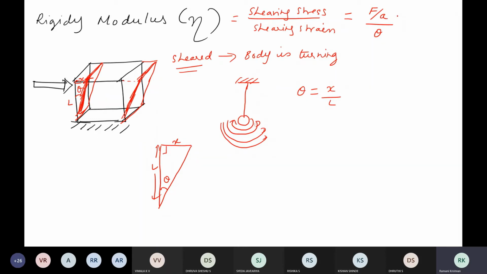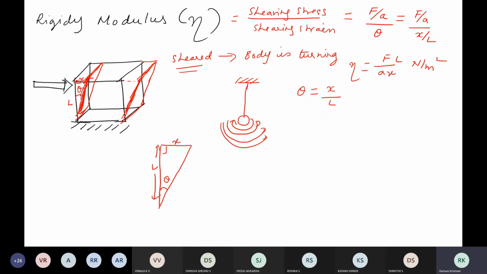So rigidity modulus is defined as F by A divided by x by L, which is F L by A x, in newton per meter square. So rigidity modulus is defined as shearing stress by shearing strain. In Young's modulus, length changed; in bulk modulus, volume changed; and in rigidity modulus, the body gets turned through an angle.